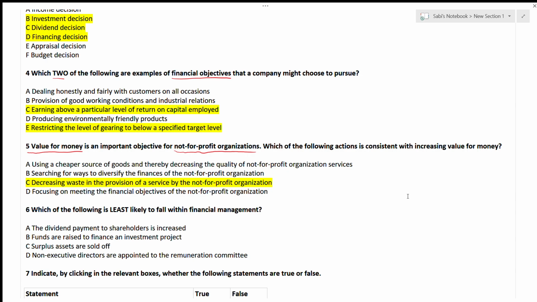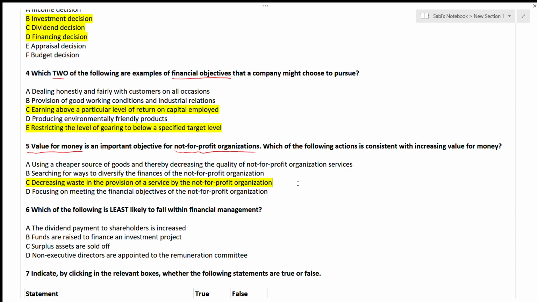Value for money. Okay. Why is C correct? I'm just reading a bit of theory, so that with the answer you know a little bit of background, which will help you to study later on. So value for money relates to economy, effectiveness, and efficiency, right? And economy relates to what? Economy relates to keeping costs down without sacrificing quality.